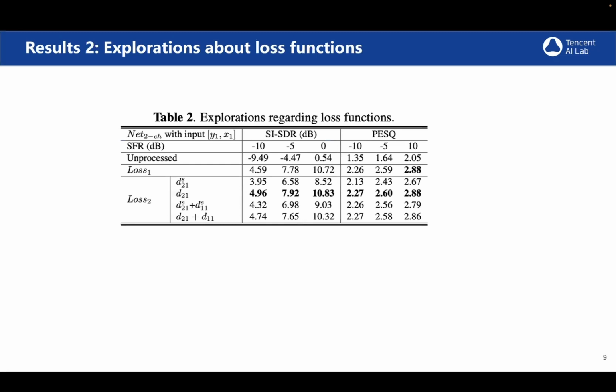Table 2 compares the performance of models trained with net 2 channel, input of Y1, X1, and loss 2 calculated using different playback signals. The results show that incorporating the correlation loss does not always lead to performance improvement, while using loss 2 calculated based on D21 achieved the best performance and outperforms the model trained using loss 1, especially in terms of SISDR.